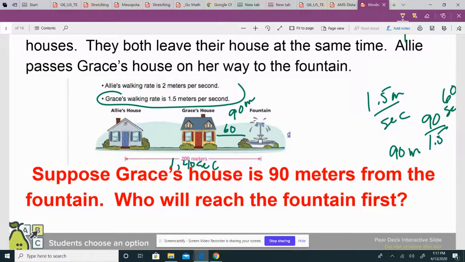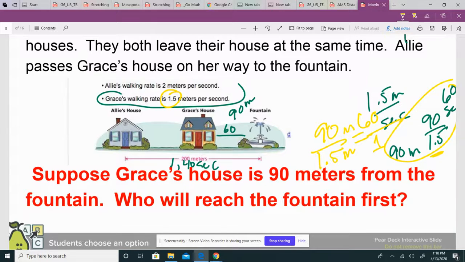And so, how long is it going to take her to travel those 90 meters? Well, if she's going at 1.5 meters per second, which we know is Grace's walking rate, it's going to take her 60 seconds. Why? Because we're going to take 90 and divide it by 1.5, because that's the amount of distance she covers in 1 second. That's going to tell us how long it's going to take her to go these 90 meters, right?